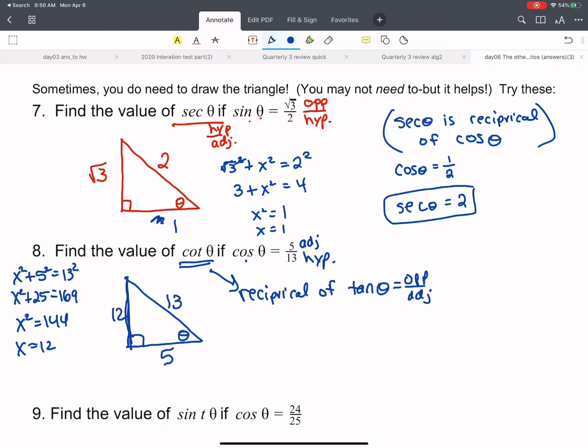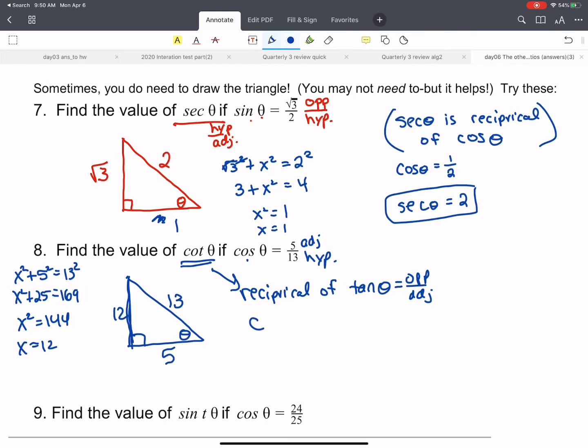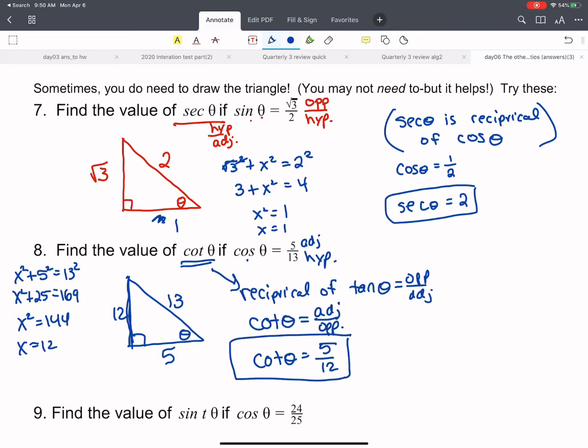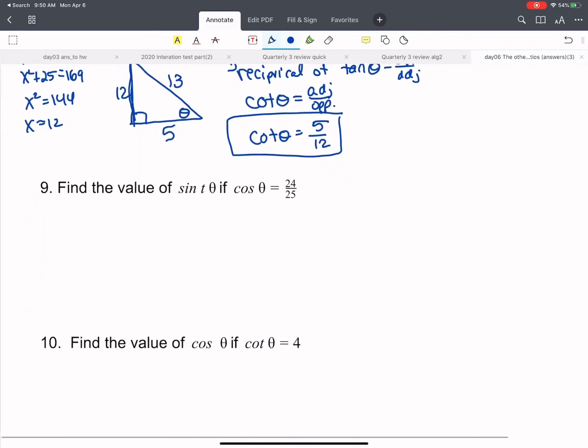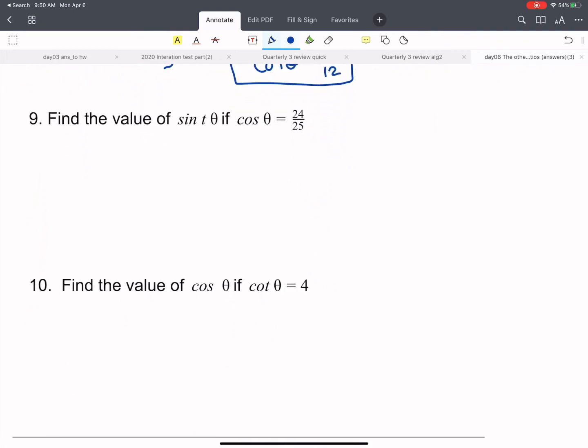So cotan theta, if you want to do it that way, I'll do it a little different this time, is adjacent over opposite of the angle. So cotan theta, adjacent is 5 over 12. That's all they asked for, so I guess I might as well just do it that way, right? Let's try this one.